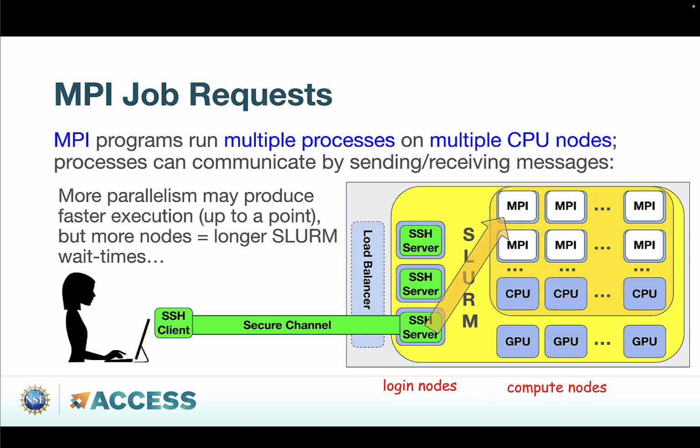For example, each of Faster's 180 compute nodes has two 32-core Intel CPUs. So an MPI job can have up to 180 nodes times 64 cores per node equals 11,520 processes. The number you should specify depends on the program you're running.